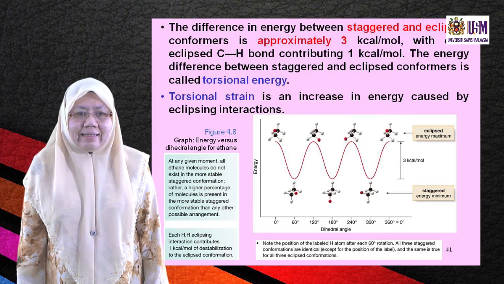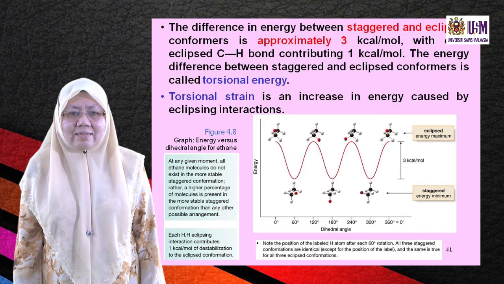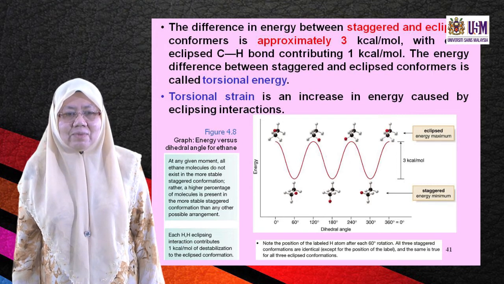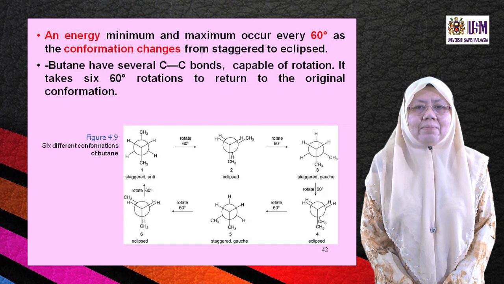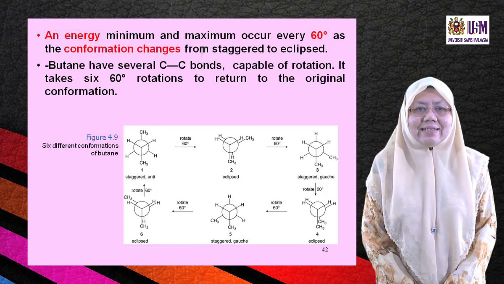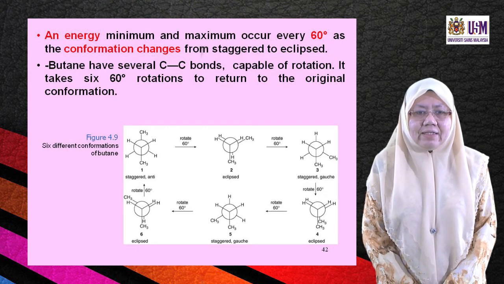We note that at any given moment, not all ethane molecules exist in the more stable staggered conformation. Rather, a higher percentage of molecules is present in the more stable staggered conformation than any other possible arrangement. An energy minimum and maximum occurs at every 60 degrees as the conformation changes from staggered to eclipse. Looking at butane, butane has several carbon-carbon bonds capable of rotation. It takes 60 degree rotations to return to the original conformation. Figure 4.9 shows six different conformations of butane, rotating about the carbon 2 and carbon 3 bond.